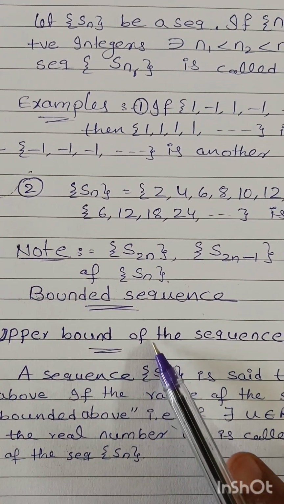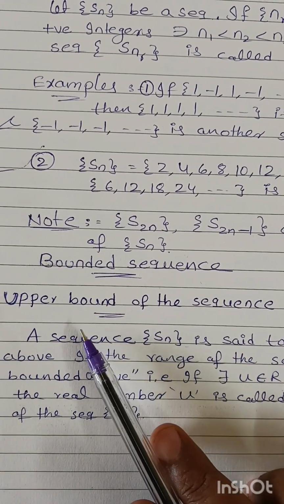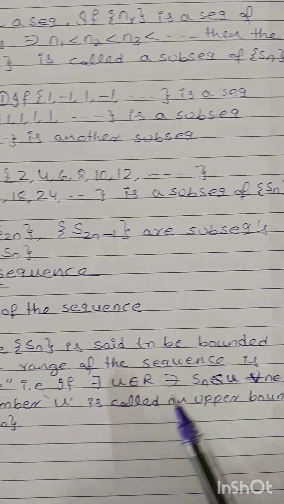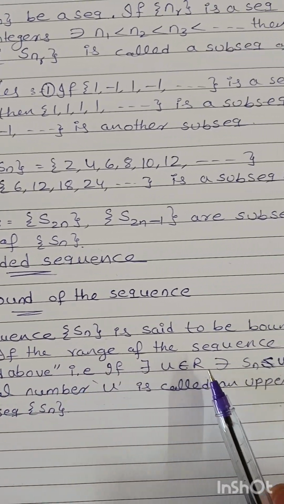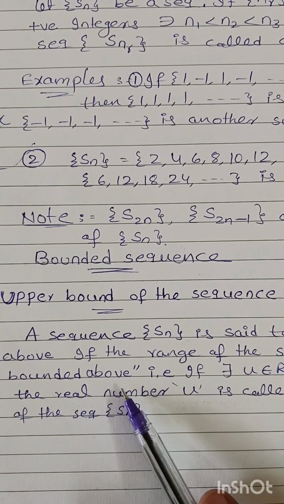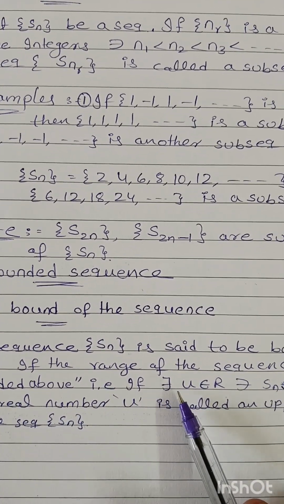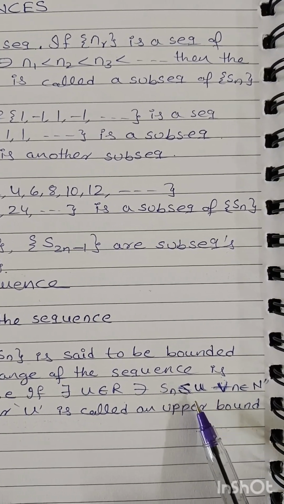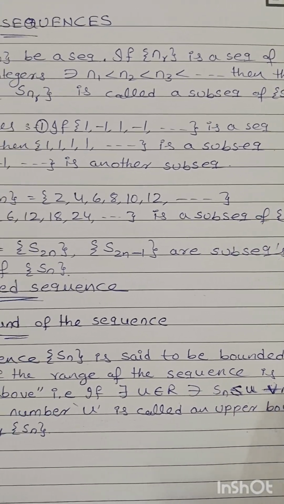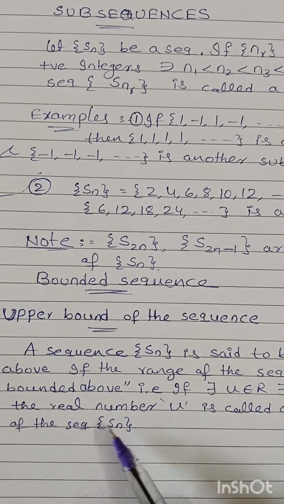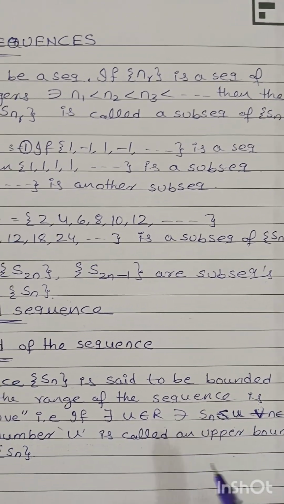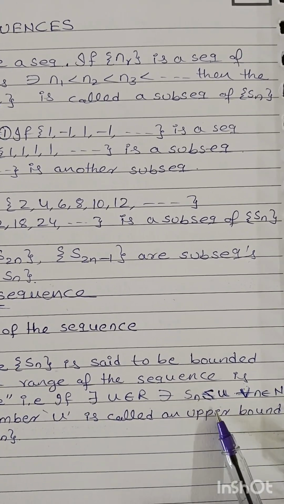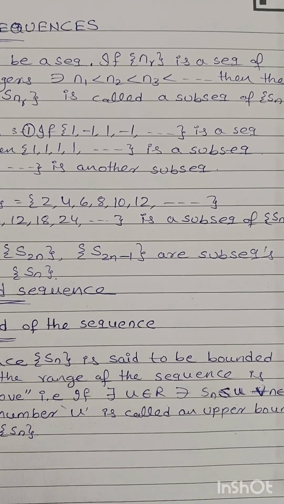Next topic, bounded sequence. First definition, upper bound of the sequence. A sequence Sn is said to be bounded above if the range of the sequence is bounded above. That is, if there exists u belongs to R such that Sn is less than or equal to u for all n belongs to capital N. The real number u is called an upper bound of the sequence Sn. So the condition is Sn less than or equal to u.